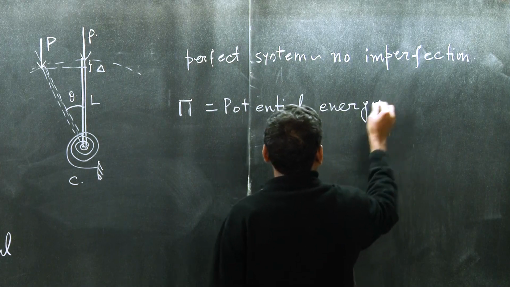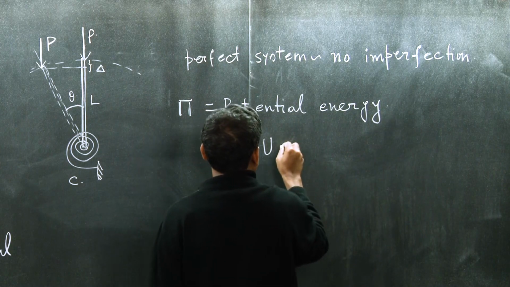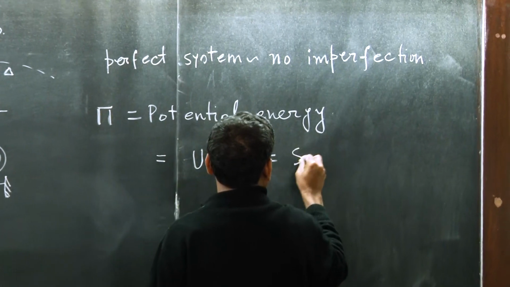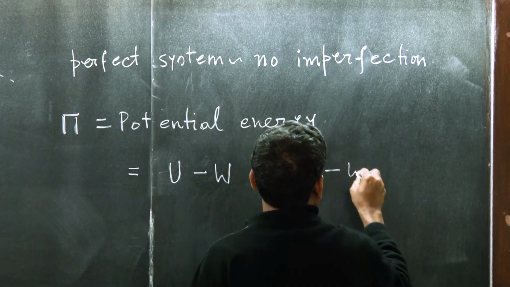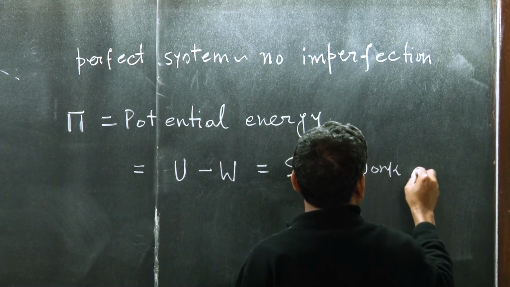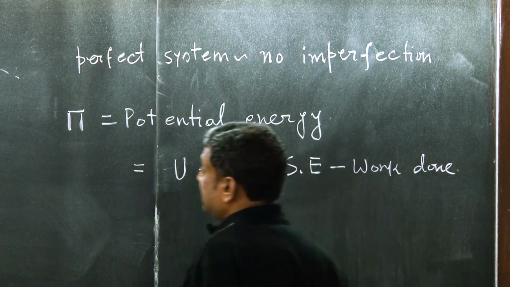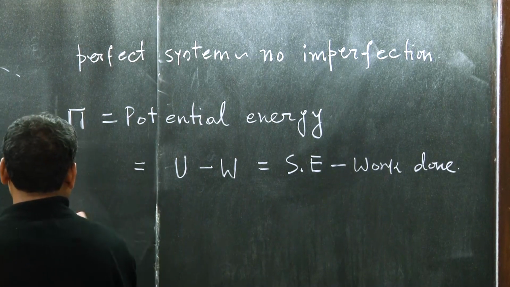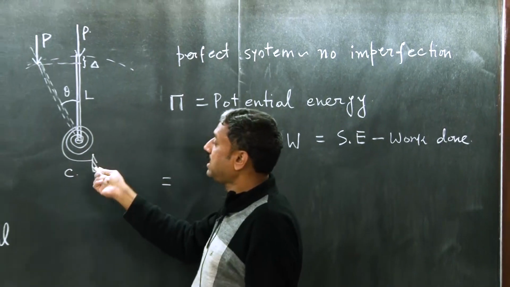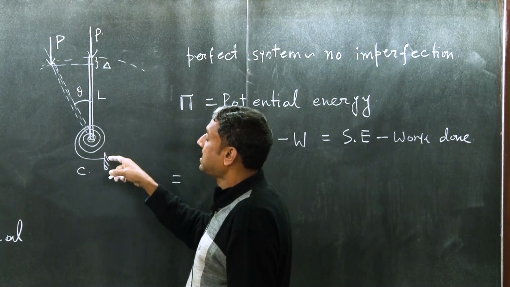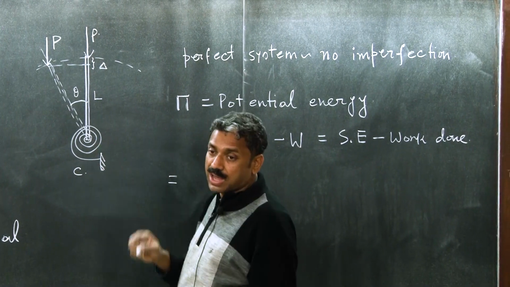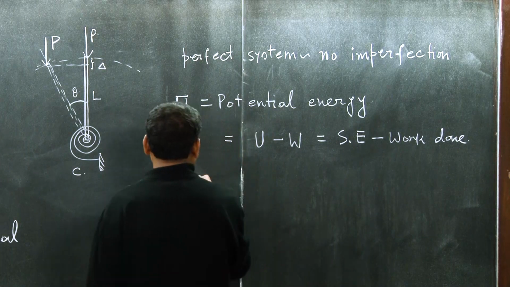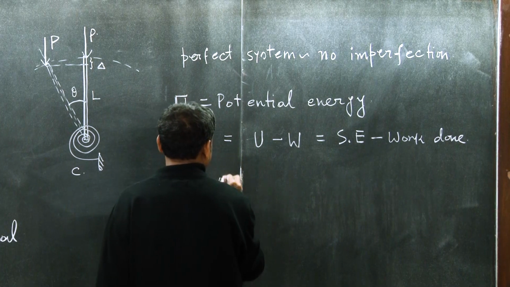So potential energy is what? Strain energy minus work done. Okay, strain energy is C minus work done. So strain energy will be what? Of course, you see that half moment into rotation. So, half M into theta, M is nothing but C into theta. So, half C into theta square, right, half C into theta square.